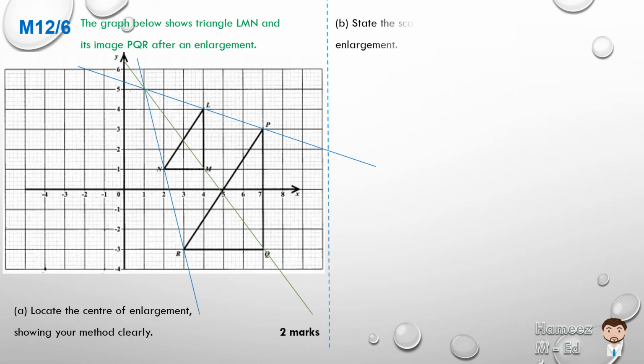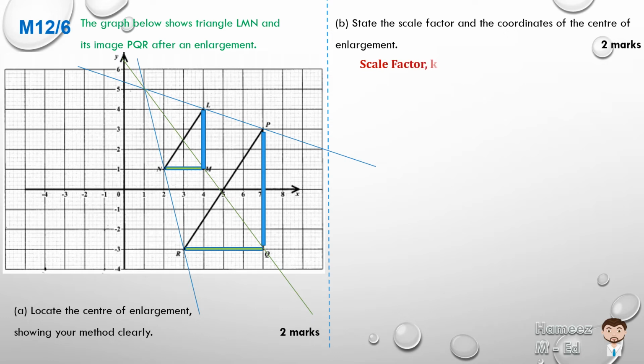Part B, state the scale factor and the coordinates of the center of enlargement. If we look at the length of LM, it's 3 units. And when it's enlarged, it became 1, 2, 3, 4, 5, 6 units. So it became twice as big. Even the horizontal line MN was 2 units. And when it moved to QR, it became 4 units. So it became twice as big.